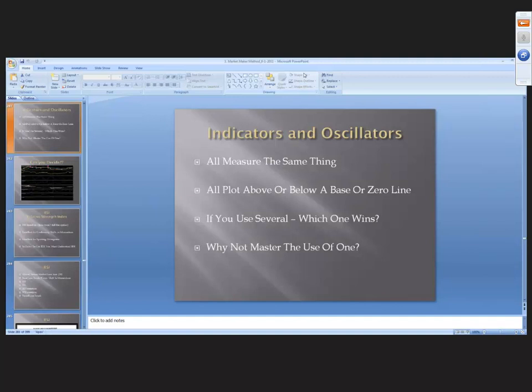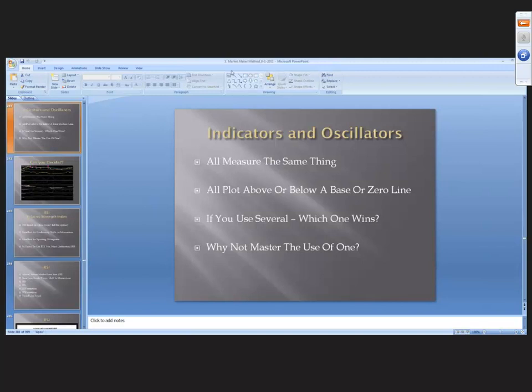If you use several of them, which one wins? How do you decide which one's the right one to go by? Why not just master the use of one indicator? For the purpose of the class, we use TDI, which is built upon the RSI line. The TDI, because of the bands, is just like Bollinger Bands inside there. Their other average is like a 1-hour chart. It gives you some good concepts of what's going on.